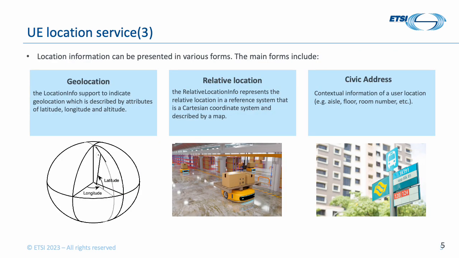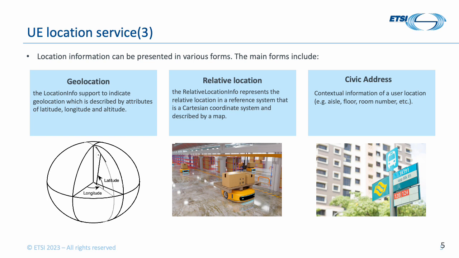Location information can be presented in various forms. The main forms include geodetic location, which is described by attributes of latitude, longitude, and altitude. The relative location represents the location in a reference system, that is, a Cartesian coordinate system, and is described by a map. Sometimes, especially for vertical industries, the customers care more about the relative location than geodetic location.